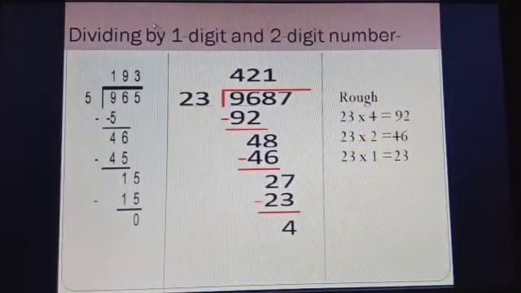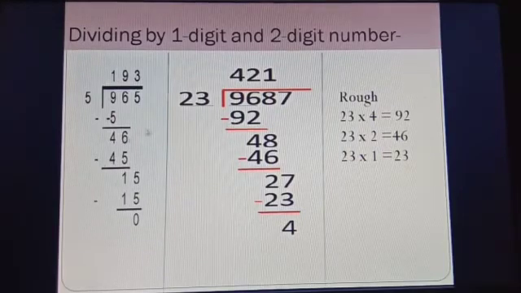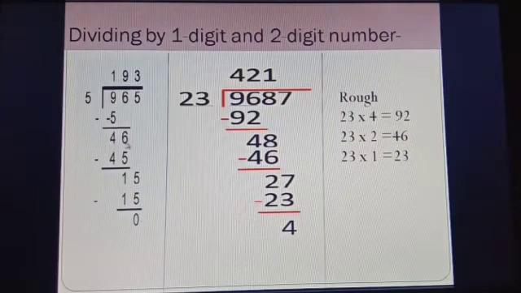Now the next very important thing, dividing by a 1 digit number and a 2 digit number. Dividing by a 1 digit number you have done in the last class. It is very easy. 965 divided by 5. So 5 is a 1 digit number, so we will take the first digit 9. If 5 is less than 9, we can divide it one time. If it is greater than 5, we will take the other number also.